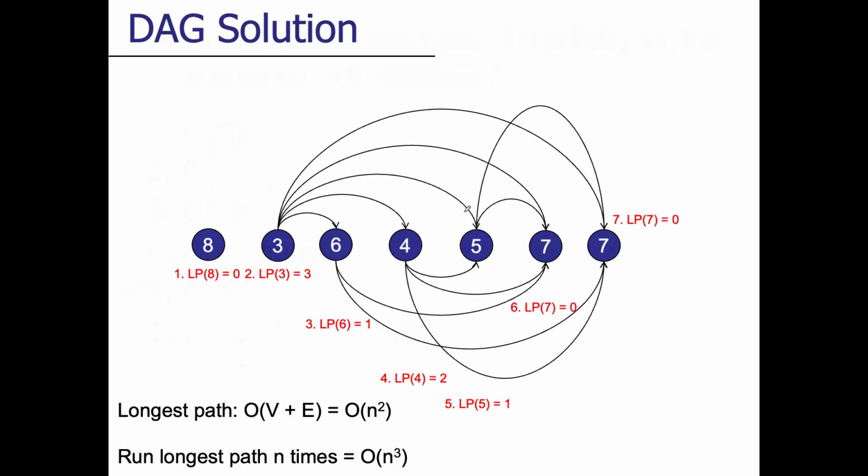And we are going to apply this longest path finding algorithm on each of the nodes, right? It means that we are going to run this longest path finding algorithm n times, right? And this will give us the result of n cubed.